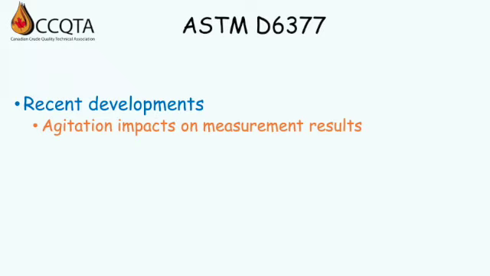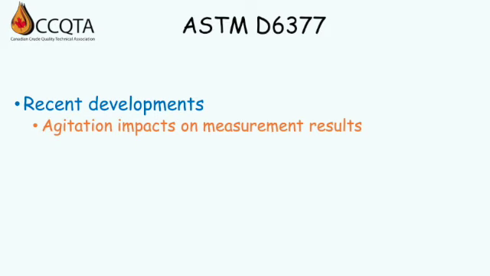Recent developments. The CCQTA recently published an advisory regarding 6377. The advisory was in reference to data presented that showed the measurement cell agitation rate could impact the reported vapor pressure value. This behavior is exaggerated at lower VL ratios where limited vapor space is available to be impacted by agitation. To summarize, without sufficient agitation, the method endpoint criteria could be met prior to reaching actual equilibrium with a low bias result reported.